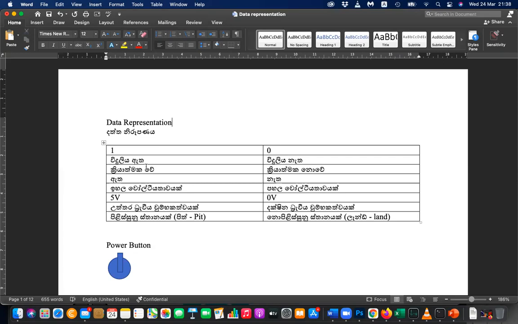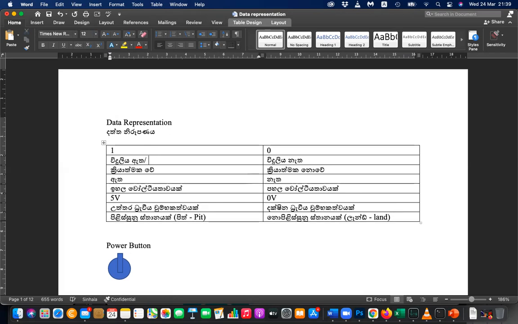So this data representation, why is this used in computers? We are using 1 and 0 for representing data. 1 can be used to indicate the presence of voltage, and on the other hand, 0 can be used to represent the absence of current or voltage. So that is to represent absence.